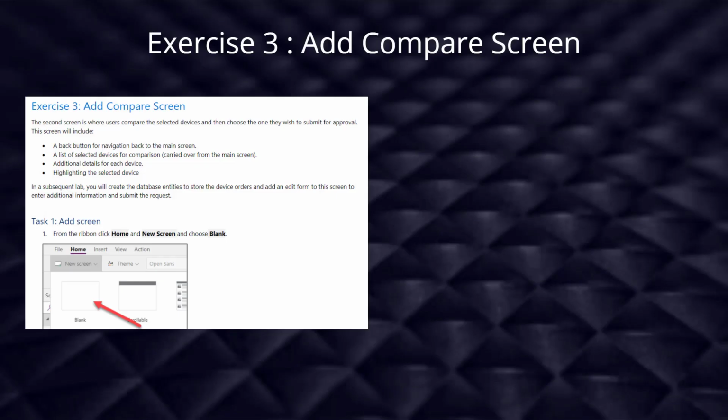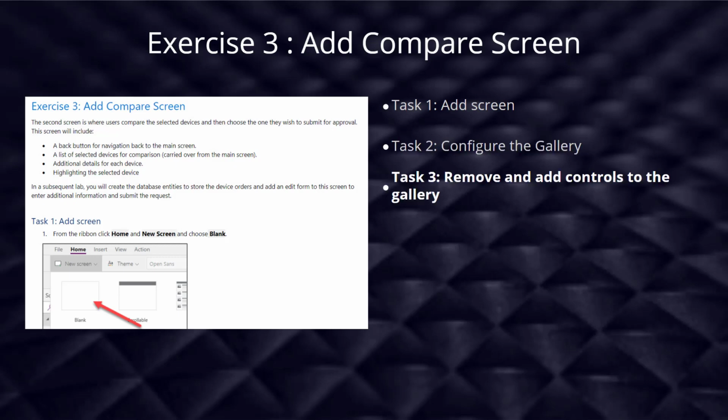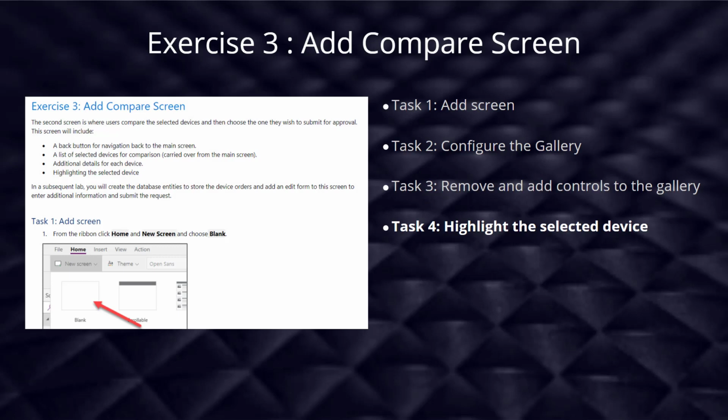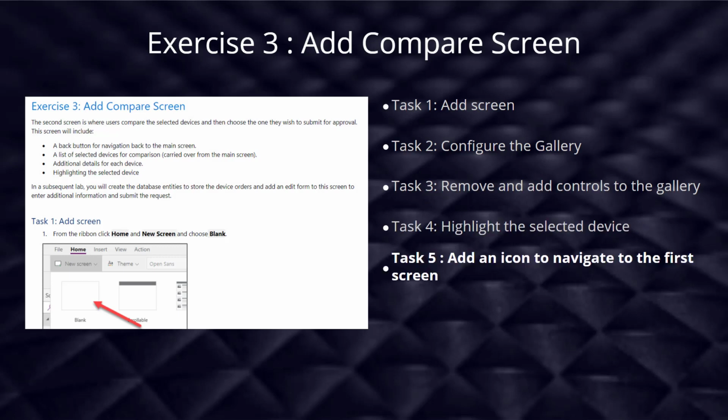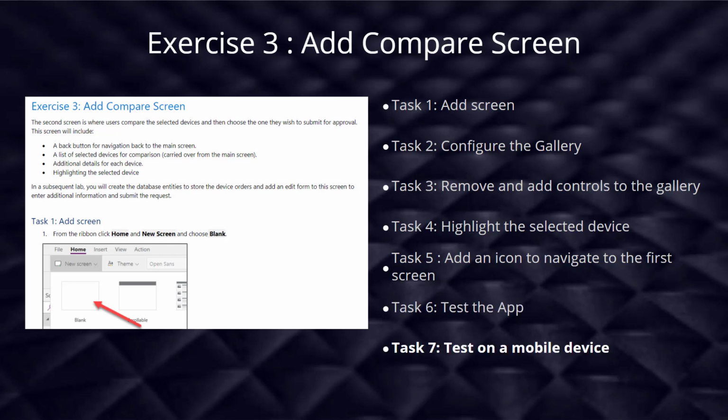In this next exercise, we are going to create a screen that allows us to compare the items that we've selected. So what we're going to do is add a screen. We're then going to put a gallery inside the screen and configure it in the way that helps us the most. We're then going to remove and add controls to and from this gallery. We're also going to highlight a selected device and then also add an icon to allow us to navigate back to the first screen.